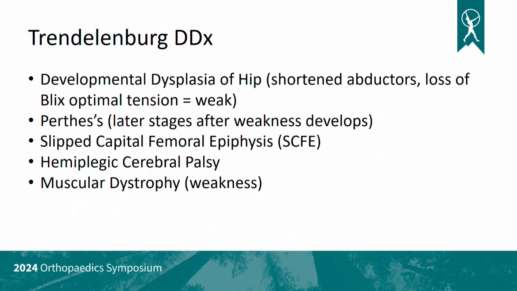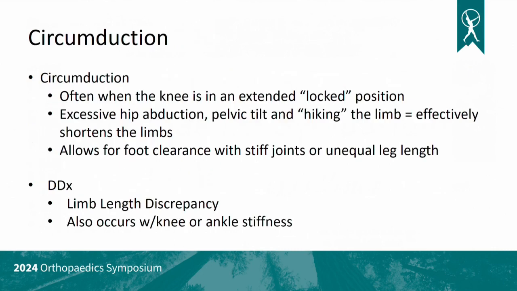And then sometimes in heavier children, we'll see SCFEs or slipped capital femoral epiphysis. Sometimes with neurologic things like hemiplegic cerebral palsy, we'll see kids that have a limp from that, and then they'll have a Trendelenburg type gait. Sometimes they have a crouch gait, and I have some other slides on that later too.